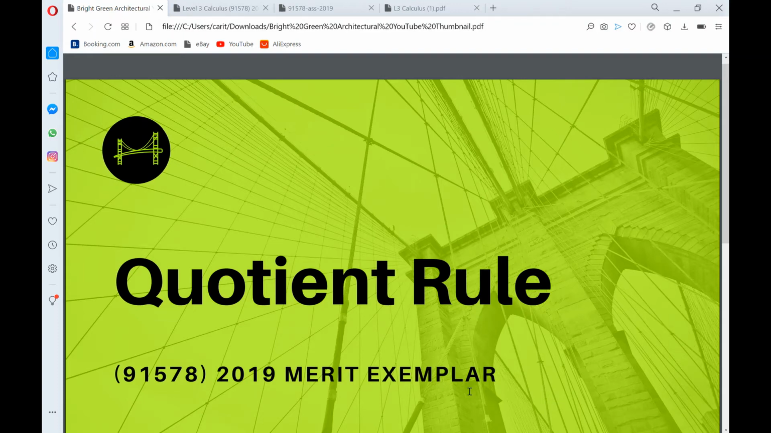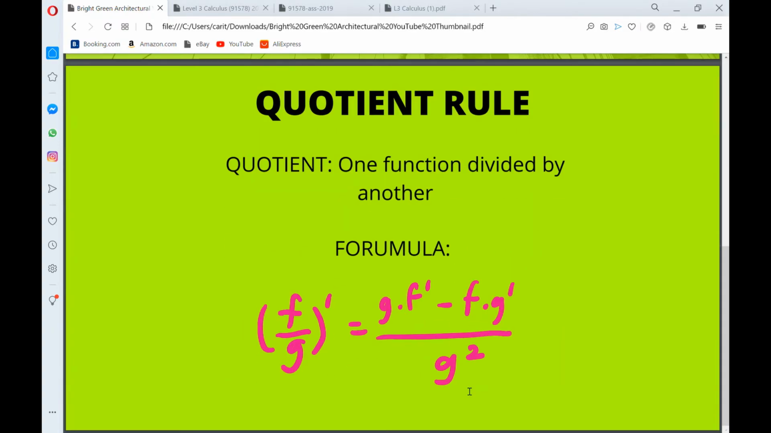Today for Level 3 Calculus we're going to be looking at the quotient rule. First of all, a quotient is one function that's been divided by another, and you use the quotient rule to differentiate functions like these. As you can see in the formula, on the left hand side we see function f has been divided by function g.